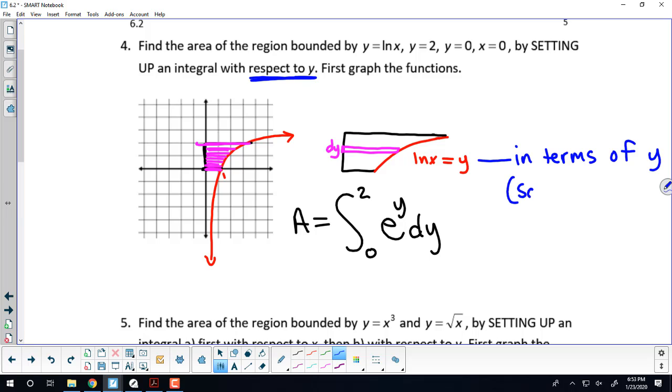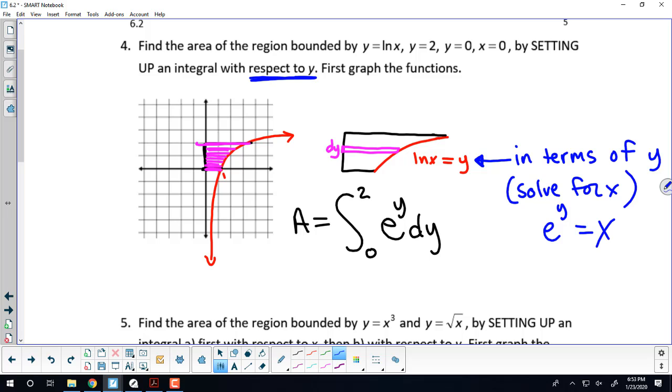Or solve for x. Okay, so if y is the natural log of x, e to the y is equal to x. So that function of y, which is x, that function of y goes here. Does that make sense?